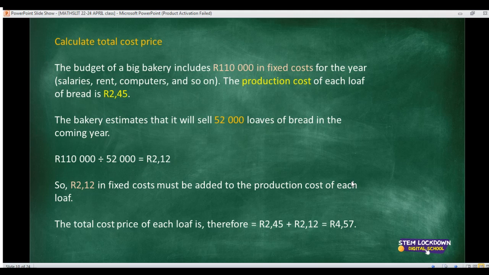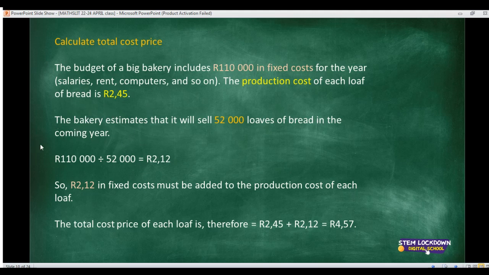This is an example of a bakery. The budget of a big bakery includes 110,000 rands in fixed costs for the year. That is salaries, rent, computers, and so on. So about 110,000 rands goes solely towards fixed costs. Then the production cost of each loaf of bread is 2 rand 45 cents. The bakery estimates that it will sell 52,000 loaves of bread in the coming year.